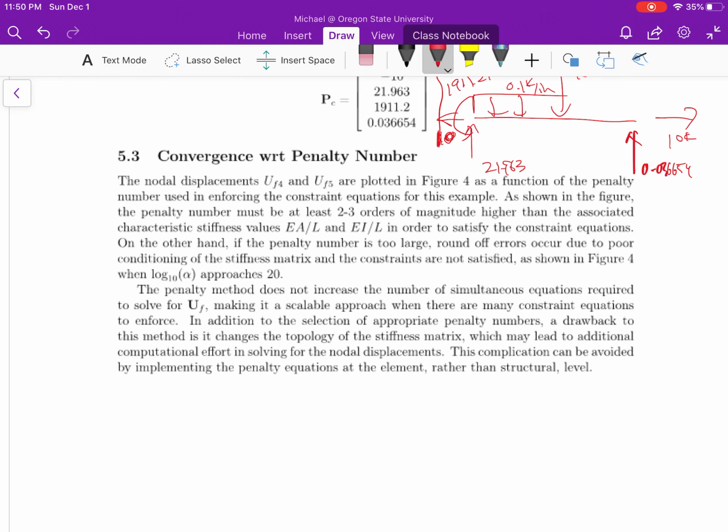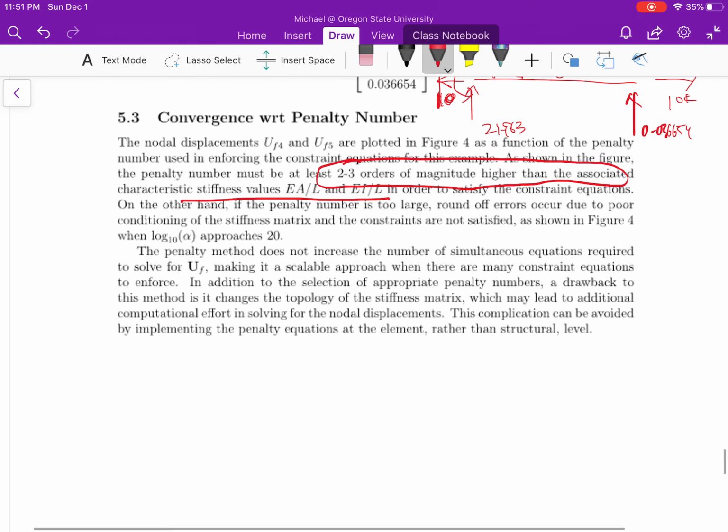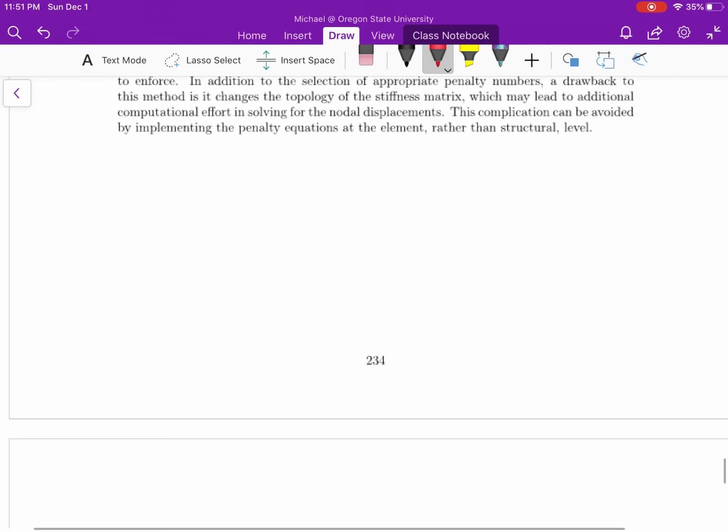But what's a large enough penalty number is the question. The answer is your penalty number should be at least 2 to 3 orders of magnitude higher than the associated characteristic stiffness values of your constrained elements. So EA over L for axial rigidity, EI over L for flexural rigidity. A penalty number that's say 1,000 times EA over L should do a good job of enforcing axial rigidity. Likewise, 1,000 times EI over L should do a good job of enforcing flexural rigidity.